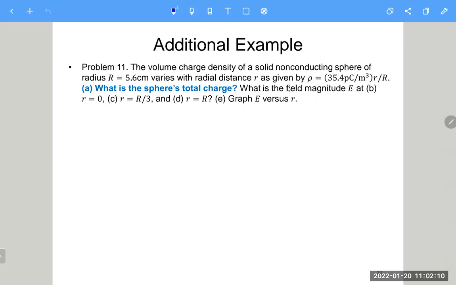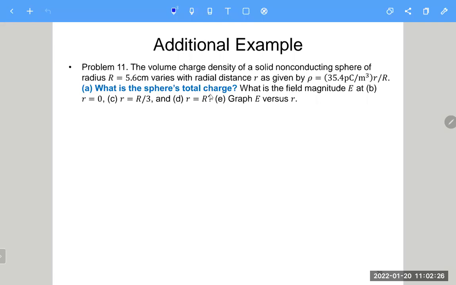Actually, this charge density is not uniform. It is related to the radial distance. So for the first question, what is the sphere's total charge?